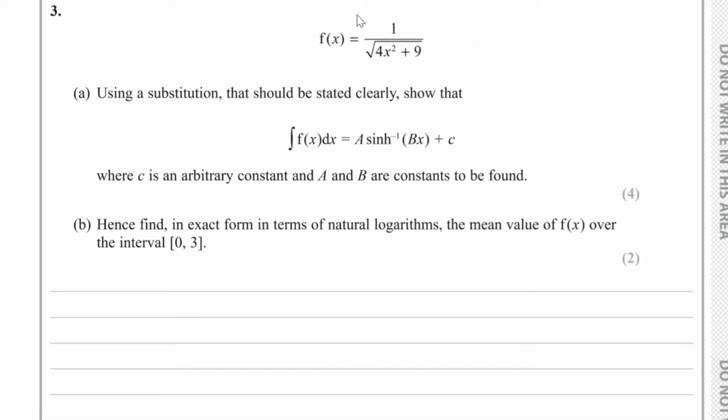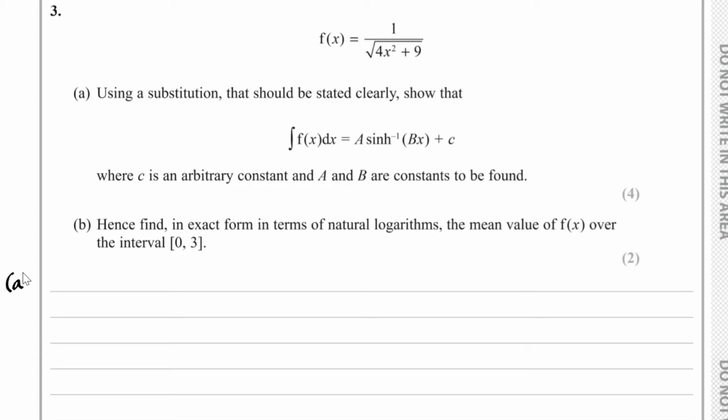Question number 3. We have f of x, which is equal to 1 over the square root of 4x squared plus 9, and using a substitution, that should be stated clearly, we have to show that the integral of f of x with respect to x is equal to a times by the inverse hyperbolic sine of bx plus c, where c is an arbitrary constant and a and b are constants to be found.